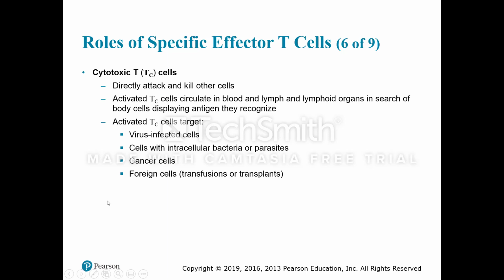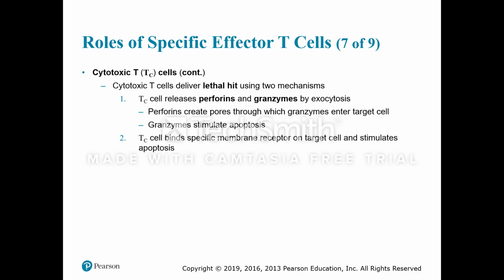But I am going to give you what the cytotoxic T cell is. The cytotoxic T cell is the killer T cell. They directly attack other cells, and the activated cells circulate in the blood and the lymphoid organs in search of body cells displaying antigen that they recognize. Activated T cells would target virus-infected cells, cells with intracellular bacteria or parasites, cancer cells, and foreign cells, as when you're experiencing it from transfusion or transplant.